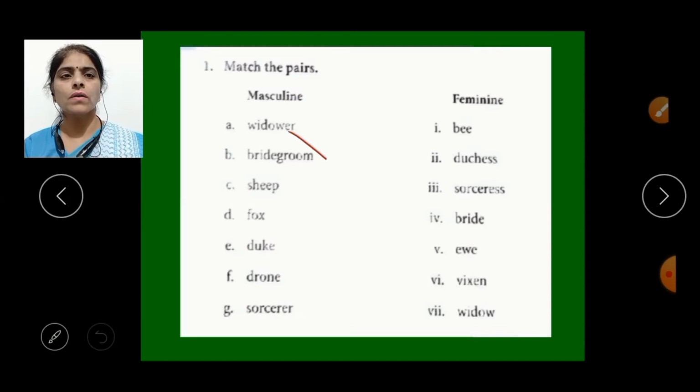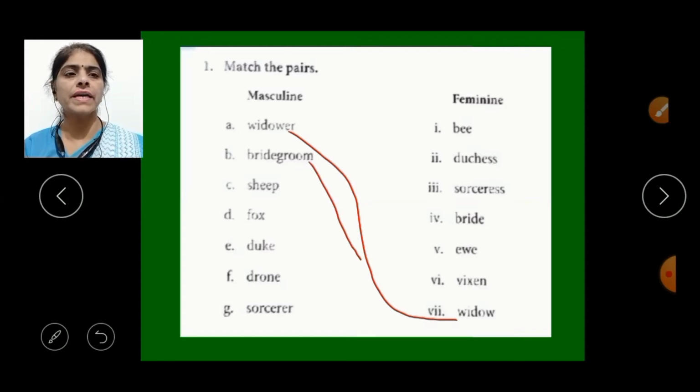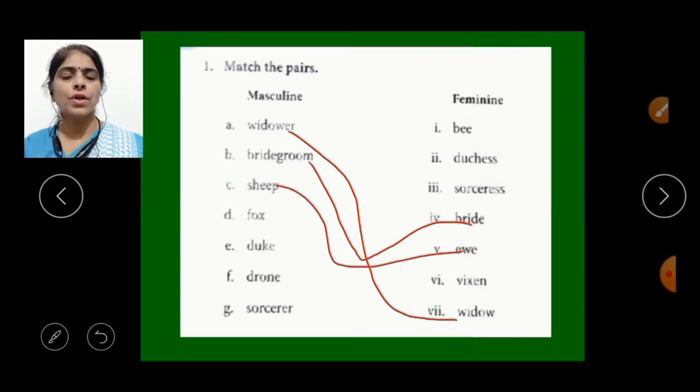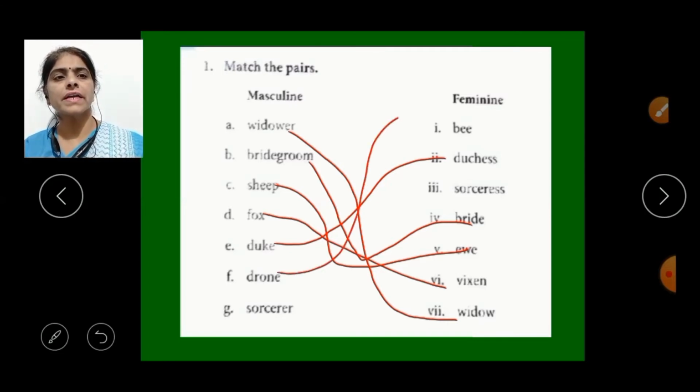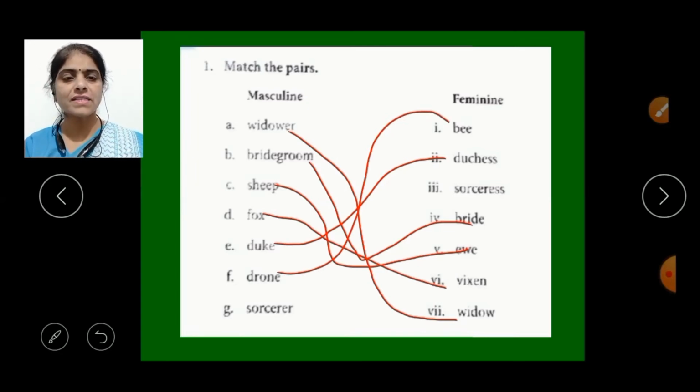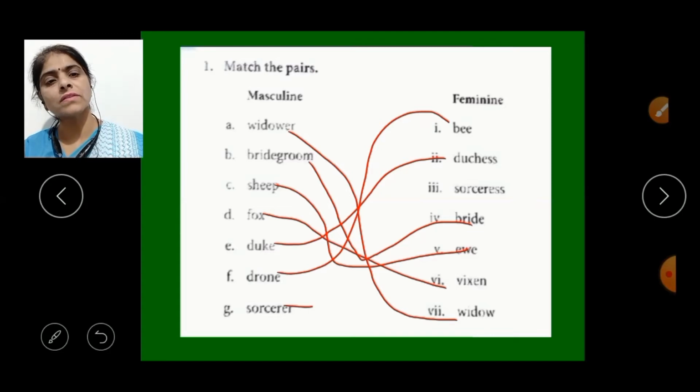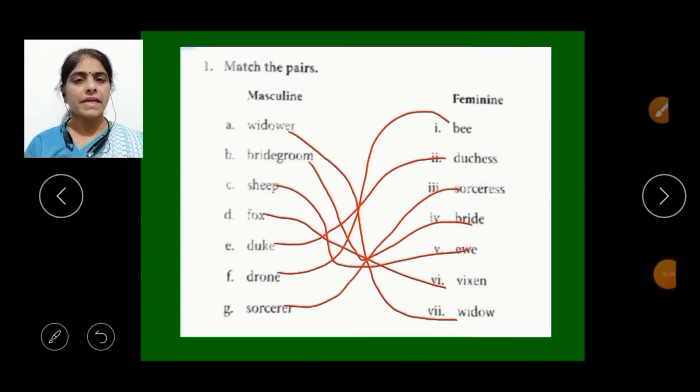Here, widower. The feminine of widower is widow. Here, bridegroom. The feminine of bridegroom is bride. Sheep. The feminine of sheep is ewe. Then fox. The feminine of fox is vixen. After that, duke. The feminine of duke is duchess. Then drone. The feminine of drone is bee. And the last is sorcerer. The feminine of sorcerer is sorceress. Here is the exercise completed.